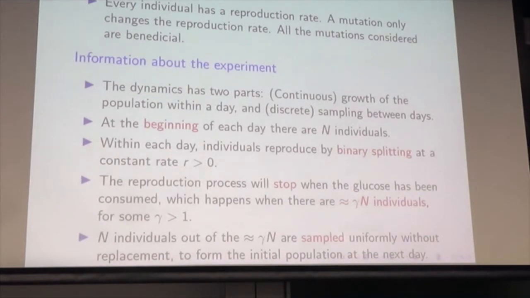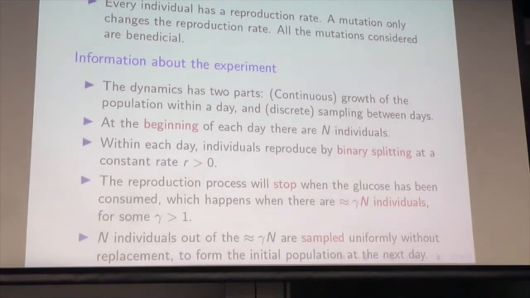And there are two parts in the experiment: the continuous growth of the population within one day, and the discrete sampling between days. In one day, the population increases continuously, and between days, the sampling is discrete. Right?